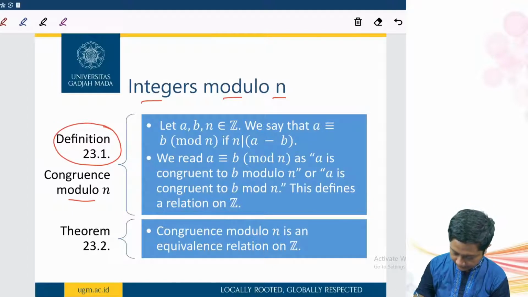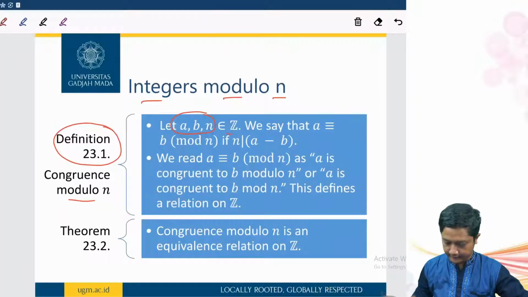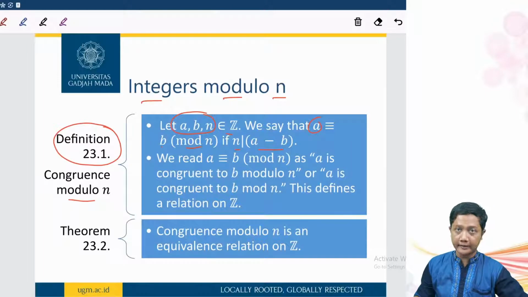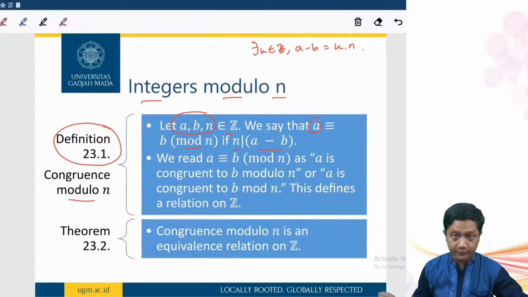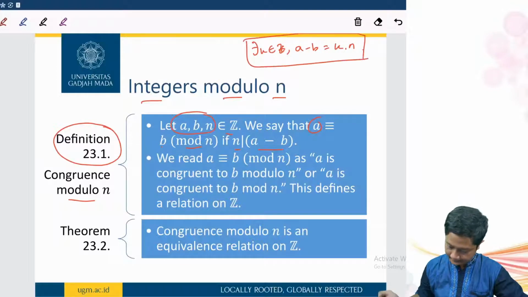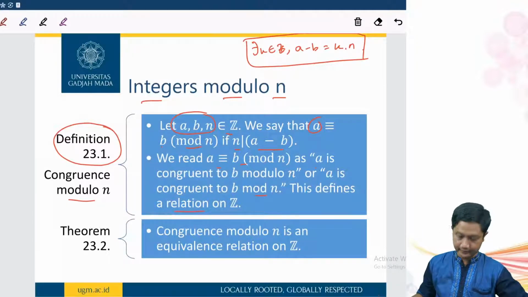When we have three integers a, b, and n, we say that a is congruent to b mod n if n divides a minus b. What is the meaning of n divides a minus b? We can find k in Z such that we can write a minus b as k times n. Okay, this one should be clear. And we read a congruent to b mod n as here. And this defines a relation on Z.